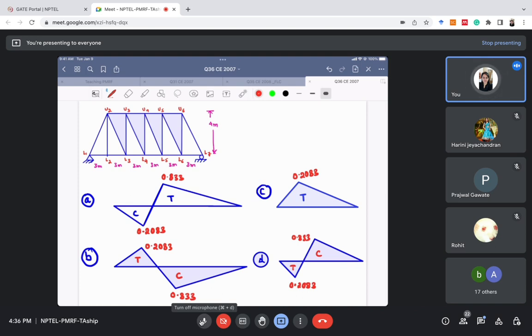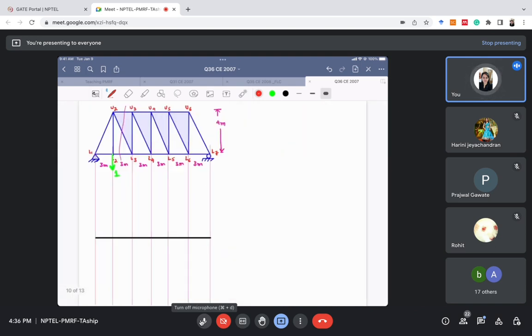Let us do it for member U2 L3. Maybe I wanted you to try it first, but there's less time, so I'll do it myself. So simple, very, very simple again. The first step is to mark this point and this point as 0, because when we apply the load at L1 and L7, the support will entirely take the load.